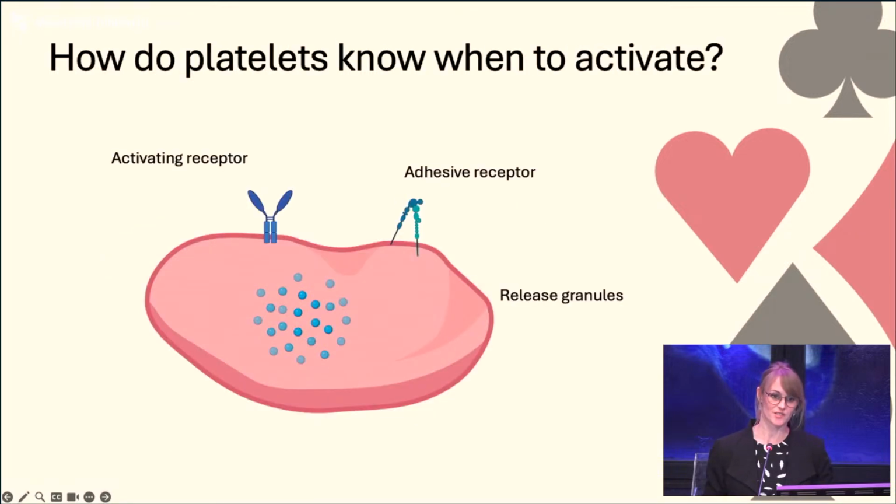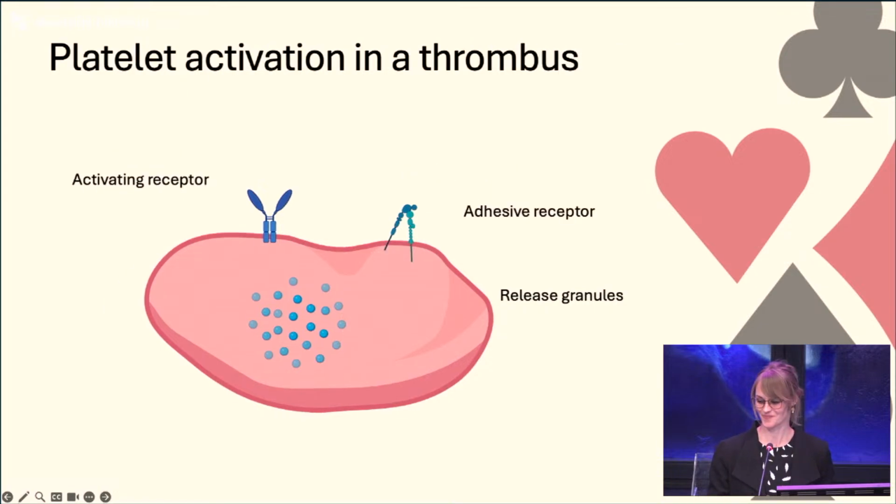But how do platelets know when to activate? To monitor and communicate with their surroundings, platelets have sensors on their surface, so-called receptors. For instance, activating receptors and adhesive receptors. In addition, platelets contain large amounts of granules that they can release when necessary.